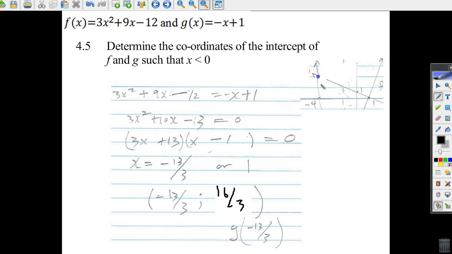because it should be positive. It can't be negative over there. It's a negative x value, but it's a positive y value, about 5 1/3. That's where it is, 16 over 3. Well, there you go. There's question 4.5.